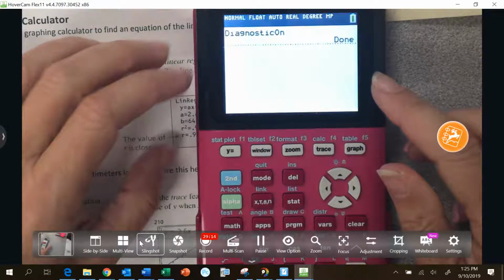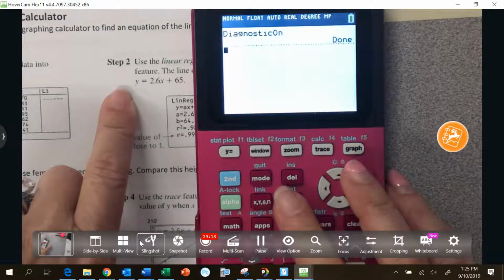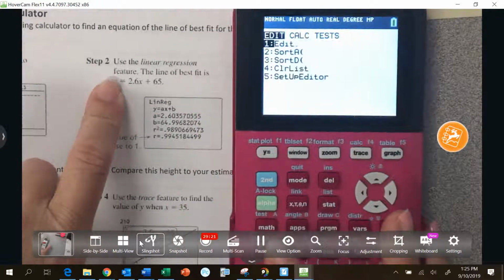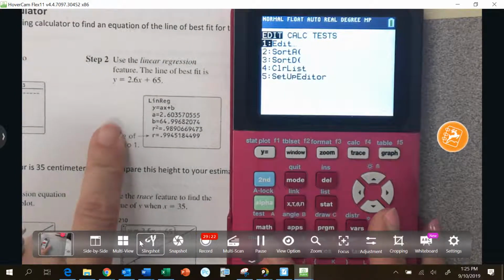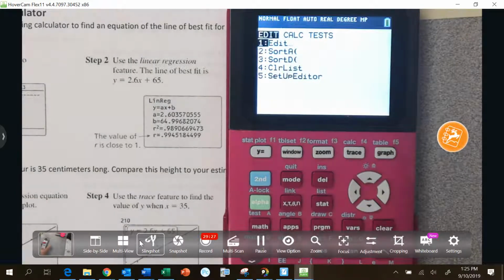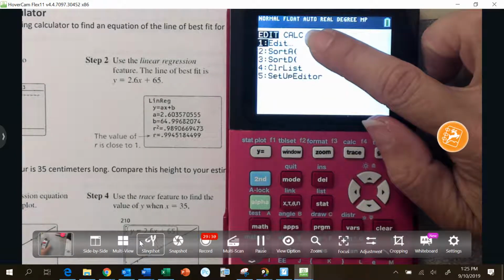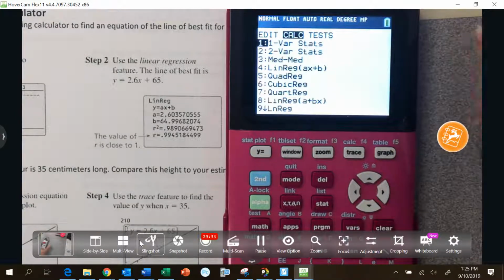Okay, now I just entered in all the data. We're going to go back to stat. So now we're on step 2 that says we're going to do a linear regression of this data. That means we're going to find the line of best fit, the average of the data in a line. So you go back to stat, and this time we're going to calculate. C-A-L-C, calc. We're going to arrow over to calculate.